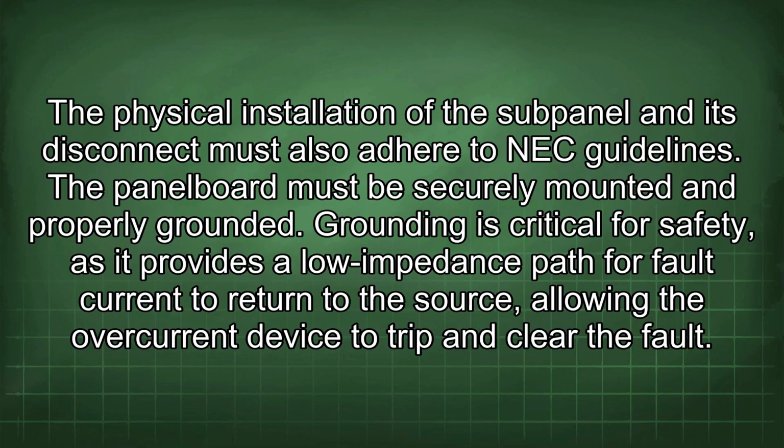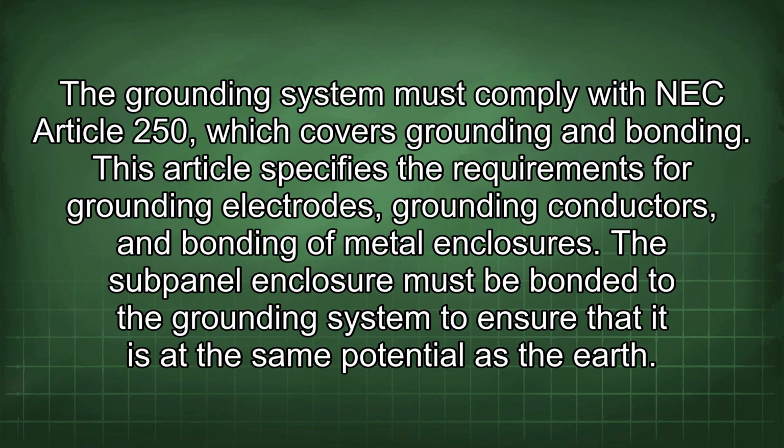The panel board must be securely mounted and properly grounded. Grounding is critical for safety, as it provides a low impedance path for fault current to return to the source, allowing the overcurrent device to trip and clear the fault. The grounding system must comply with NEC Article 250, which covers grounding and bonding. This article specifies the requirements for grounding electrodes, grounding conductors, and bonding of metal enclosures.